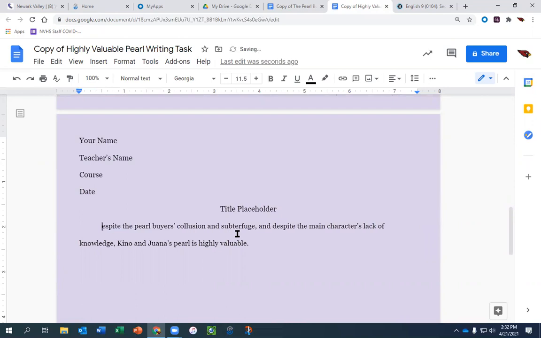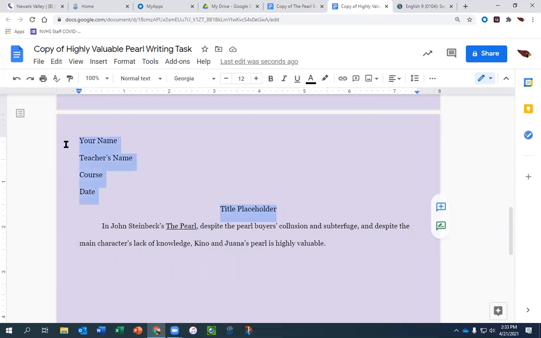The only thing it's missing is the author and the title. So something along the lines of, I'm looking at the book right now so I can spell his name correctly, John Steinbeck's The Pearl. Even though it's a short novel, a novella, it's still a full-length work and it deserves to be underlined. I can add the title and the MLA header later, but I'm interested in the writing for right now because we're just jumping right in. In John Steinbeck's The Pearl, despite the Pearl Buyer's collusion and subterfuge, and despite the main character's lack of knowledge, Kino and Juana's pearl is highly valuable.